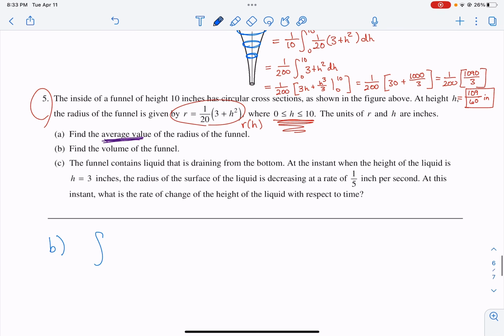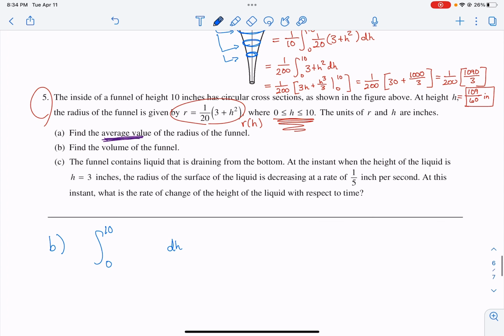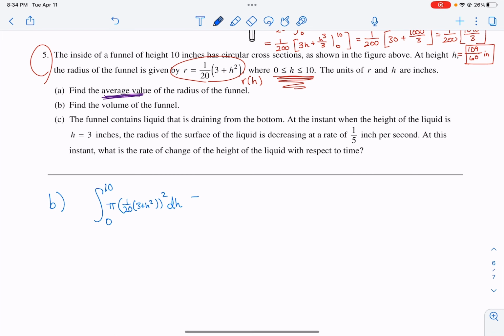We know we're going to integrate from 0 to 10 again. So we're integrating along the h-axis, integrating over h, and dh is the tiny widths of these disks here, times the area of each disk. And what is the area? It's going to be pi times the radius squared. And we know what the radius is. It's going to be this thing. And there we go. So let's go ahead and figure this out.